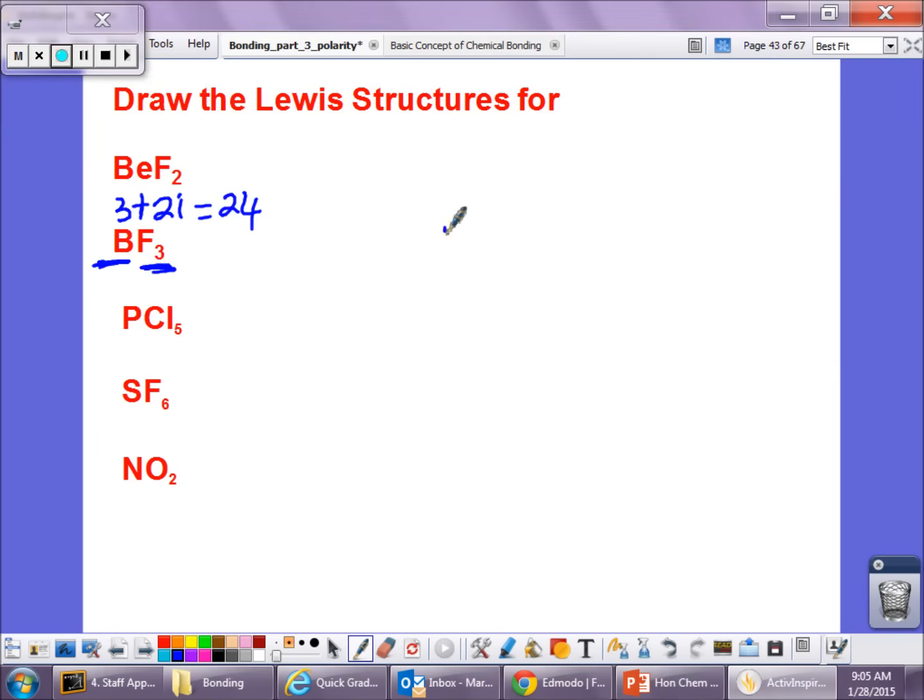Boron has to be central. And I put my fluorine as far from each other as possible. So I already used 1 pair, 2, 3 pairs gives me 6 electrons. 24 minus 6 gives me 18. I have 18 to place. I'm going to be lazy and put a dash here instead of 2 dots. Sometimes you will see it like that. It's not that bad. It's okay.